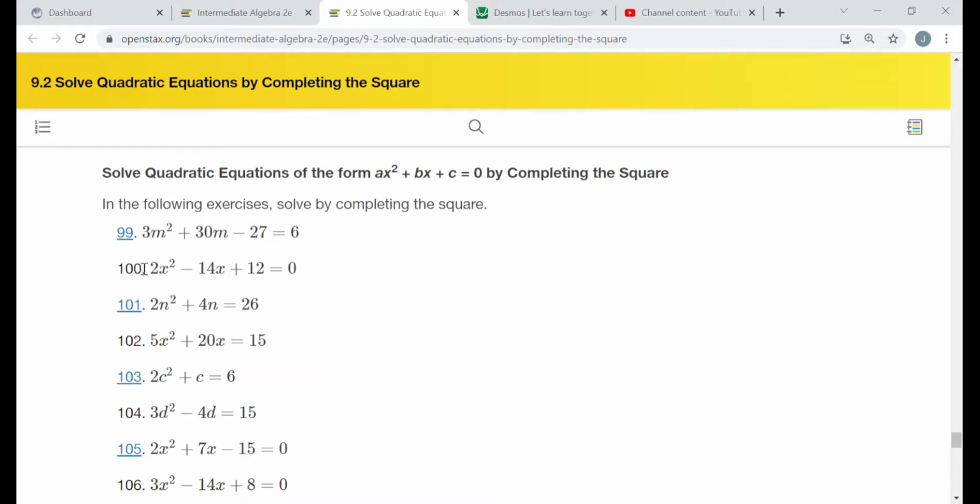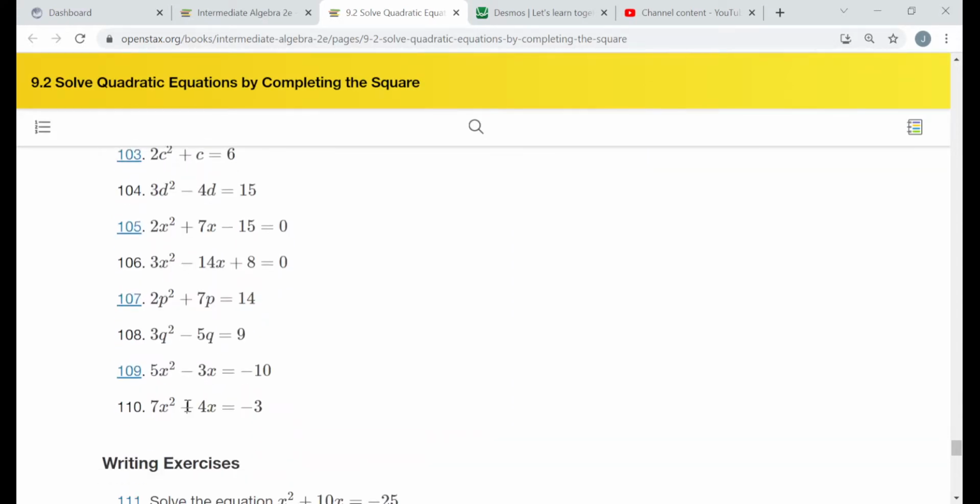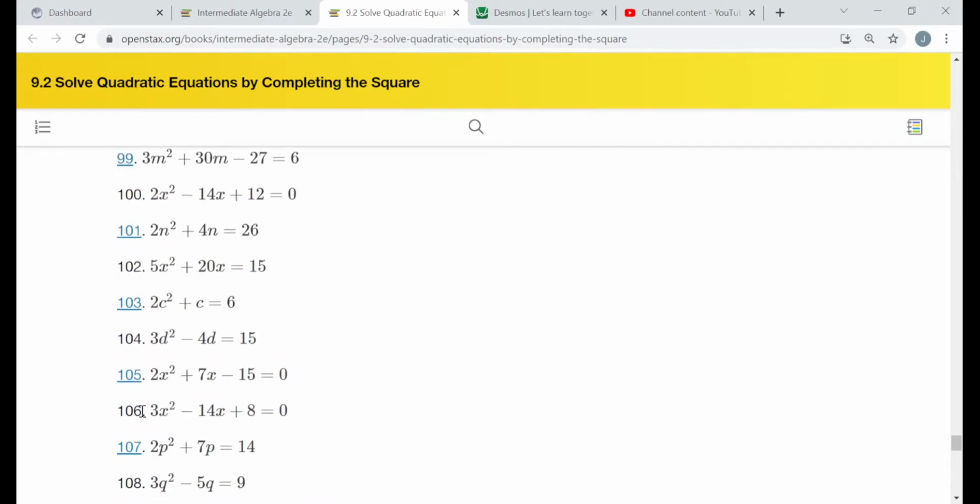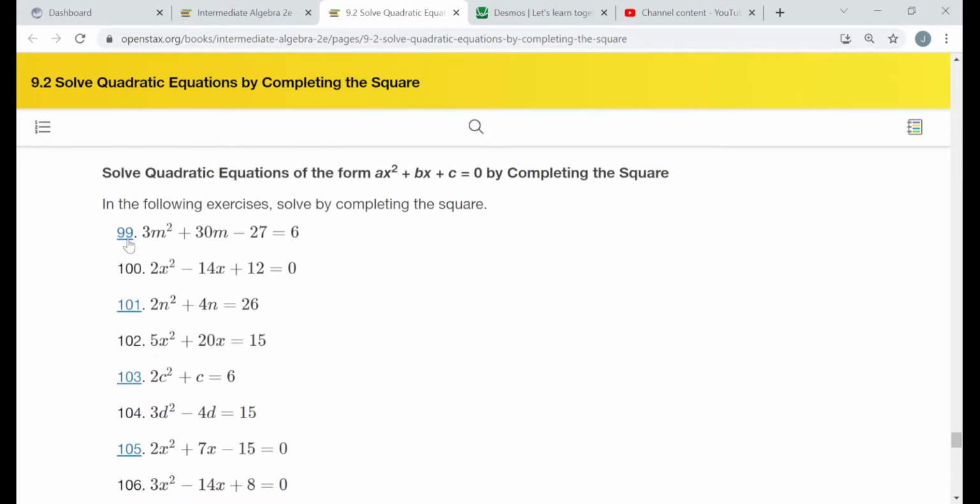So exercise 100, 102, 104, up to 110. You may notice that the odd numbered exercises have links on them. And if you click on those, you'll be taken to the solutions for those problems. So I'm doing the ones that don't have solutions in the text.